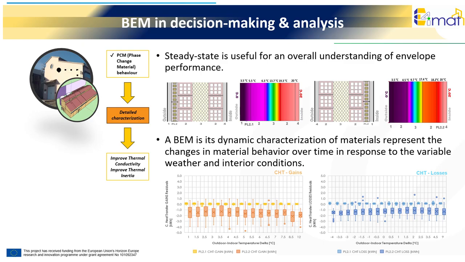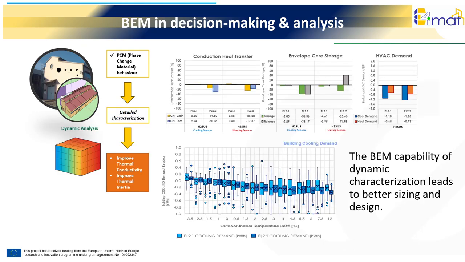Instead of assuming a steady-state performance, BEM's dynamic modeling captures transient heat transfer: how and when materials absorb, store, and release heat throughout different thermal conditions, weather patterns and particular events. The BEM capability of simulating real-time interactions between material layers, the building envelope, and fluctuating weather or occupancy patterns expands our understanding of how the material behaves as it interacts with its surroundings.